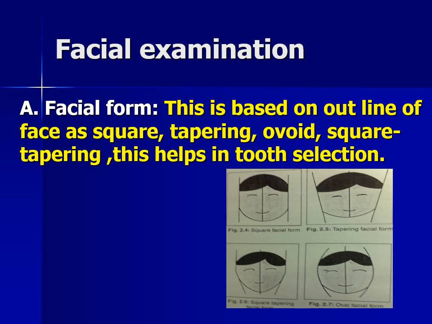Facial examination, you should look for the outline of the patient's face from the frontal view, and it could be divided into square, tapering, ovoid, square tapering, and this will help in tooth selection. As you know, there is a correlation between tooth form and face form. For those with square form, you should select a square tooth, and for those with taper, you should select a tapered tooth form, and so on.